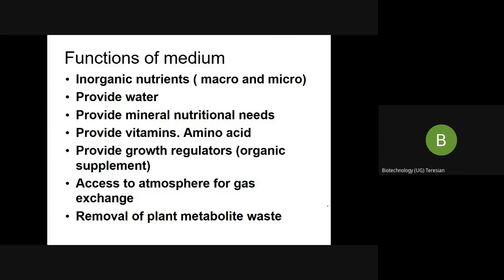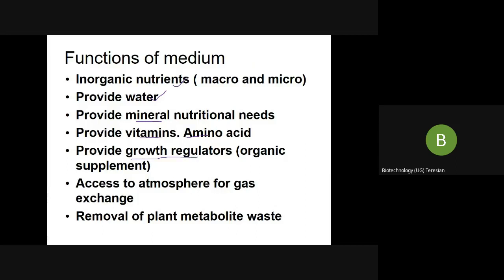So now we shall look into the functions of the media. What all is required for the preparation of the media, or the ingredients that you require. First, we require the inorganic nutrients. Your inorganic nutrients can be macro and micronutrients. We shall explain this all in the next slides. We have to provide water if it is essential. Minerals are required. We should provide vitamins and amino acids. The most important, we have to provide growth regulators.